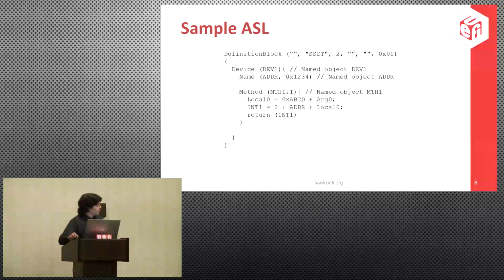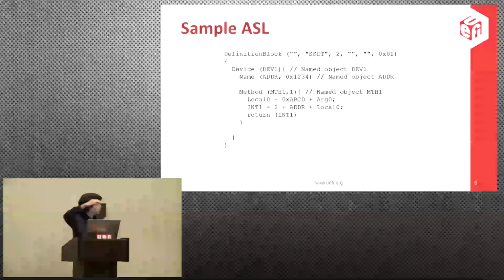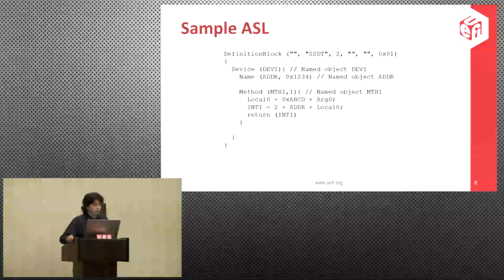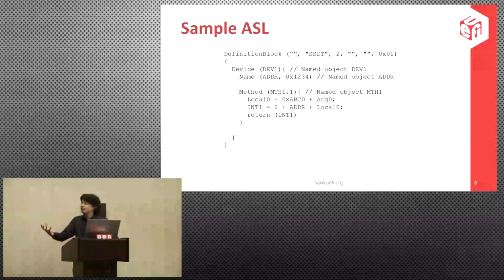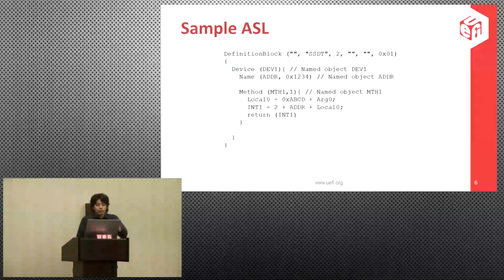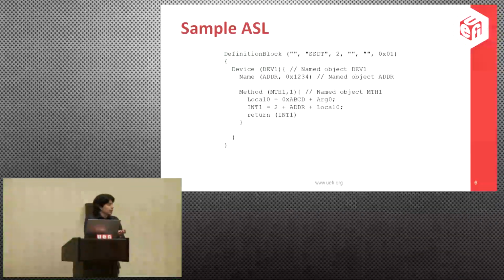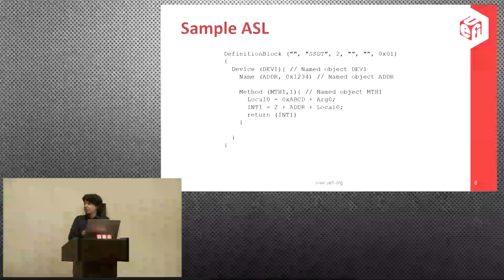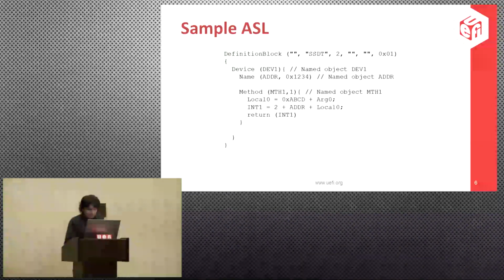So what happens is that as the operating system boots up and it needs information from the ACPI subsystem, the OS kernel will call into the AML interpreter, and these objects get evaluated. Looking at it here, ADDR is just a static value. It can also be written, but ADDR can be fetched, and MTH1 can also be evaluated. Each statement will be executed by this bytecode interpreter.